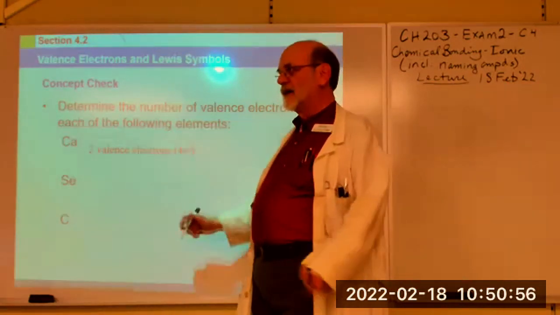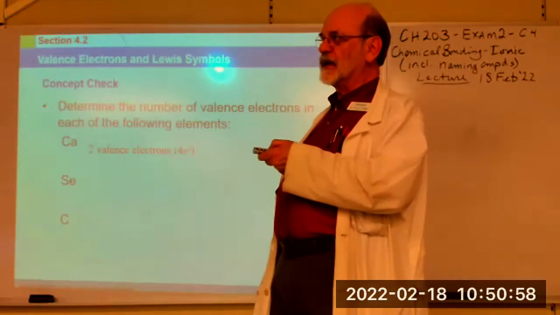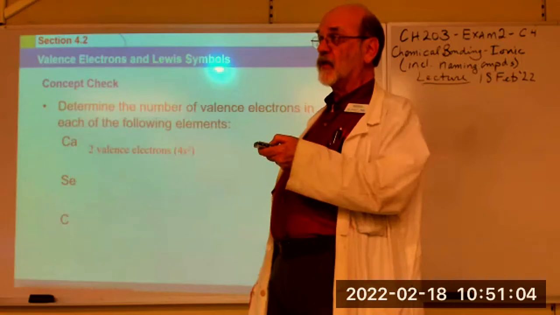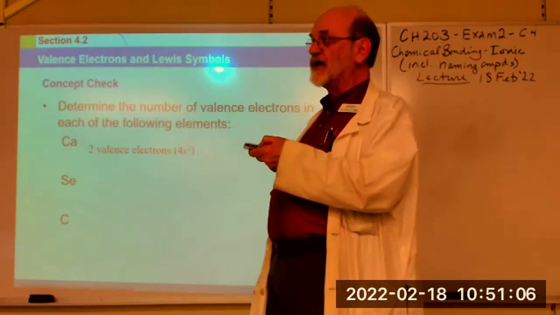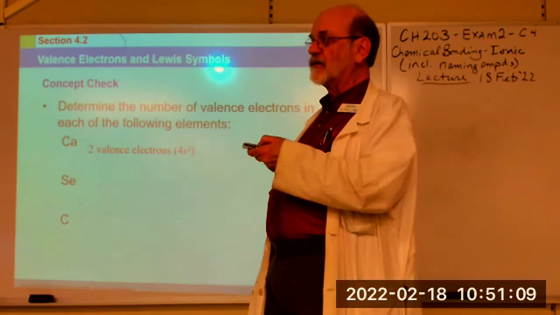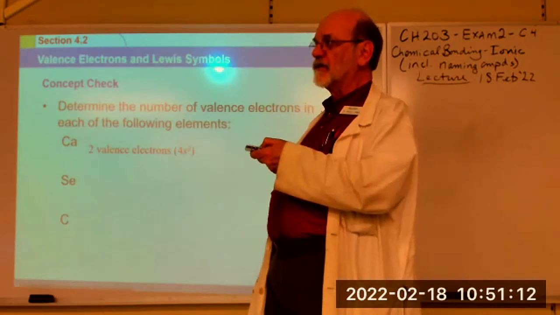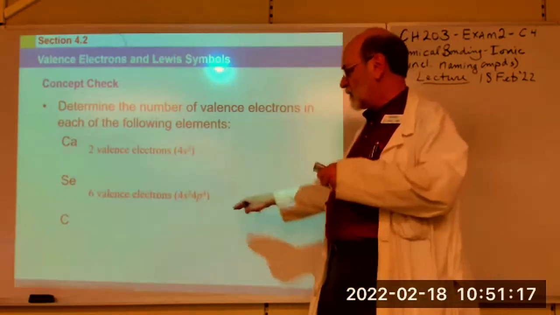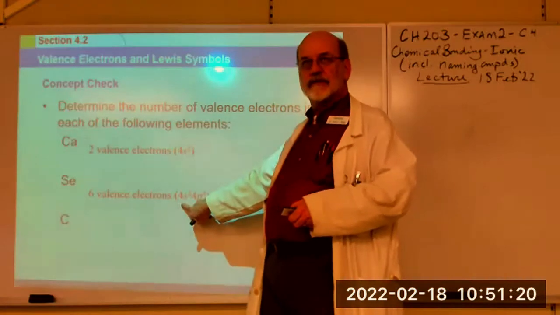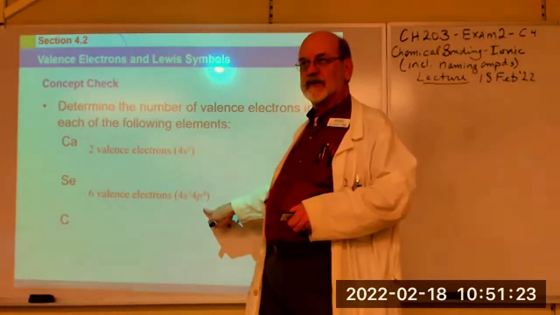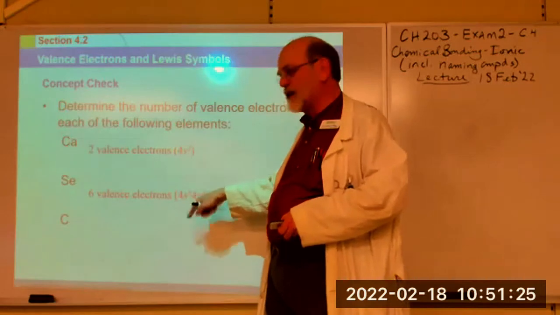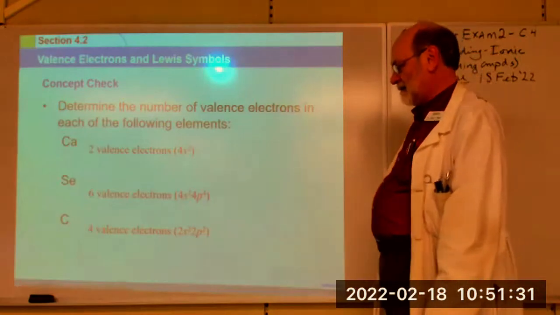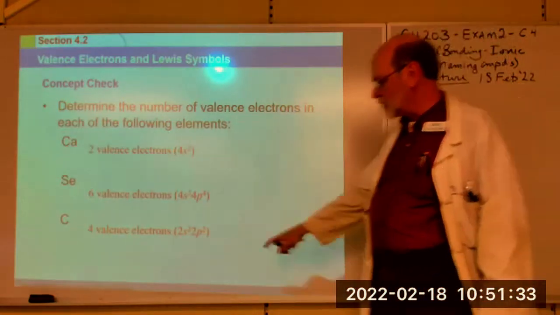How about selenium? Let's see, where's selenium? Selenium's right there. So if we go 4s1, 4s2 for calcium, now we go over here and start with 3p, 4p. 4p1, 4p2, 4p3, 4p4. Four electrons. Well, I should say it has four in the p, but it has two in the s. So it actually has six valence electrons because they both have the same principal quantum number. And carbon, we just did. It has two in the s orbitals and two in the p's.